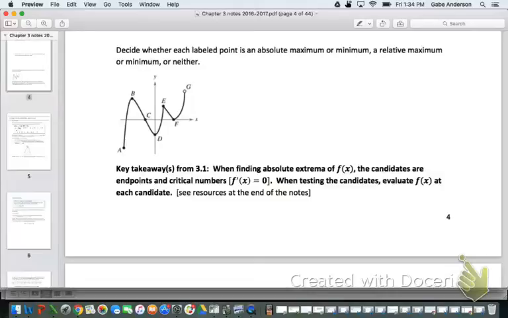Okay, what did you guys decide? Let's hear your thoughts. We'll just go in order here. What did you guys think A is? A is the absolute min.